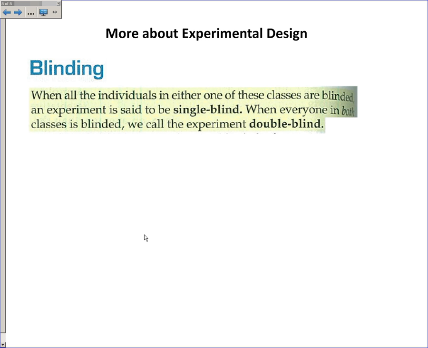Okay, when both the person receiving the treatment and those giving the treatment don't know who's in which treatment group, it's called double blind, and that happens sometimes. Okay, those are some of the important ideas about designing an experiment.